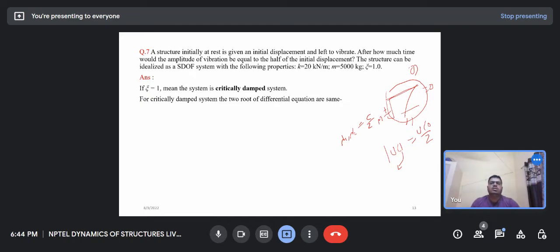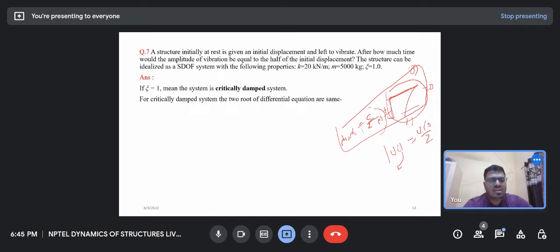In the solution of all three types of systems, you have the terms c by 2m plus or minus the square root of something. If the term inside the root is positive, you call it an overdamped system; if it is negative, an underdamped system; and if it is equal to 0, you call it a critically damped system. So if you have two roots, lambda 1 and lambda 2, equal to c by 2m, what is the solution?